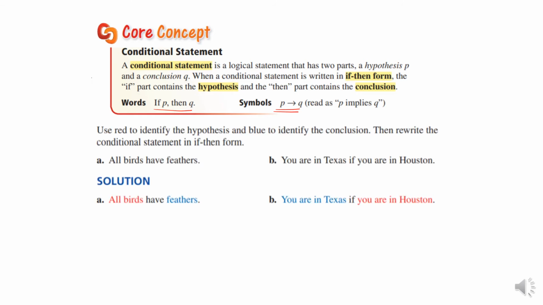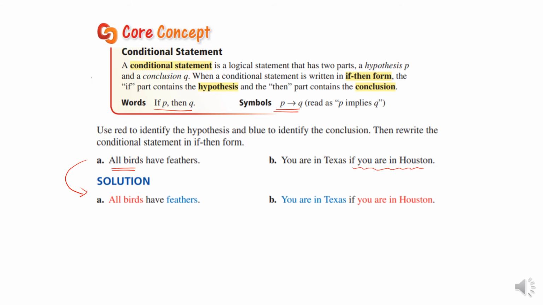Okay, they're giving you a statement and they want you to identify the hypothesis, and the blue is to identify the conclusion. So what I did was I put the solution up here so that you can see it. So I noticed that the hypothesis is that this is a bird, and the feathers is the conclusion. Notice this one is written backwards because you're in Texas. If you are in Houston, the if statement is going to be our hypothesis.